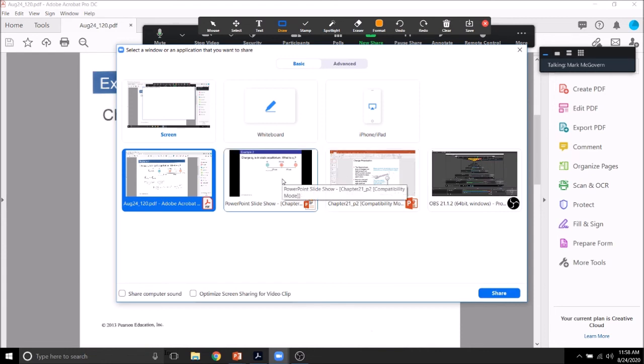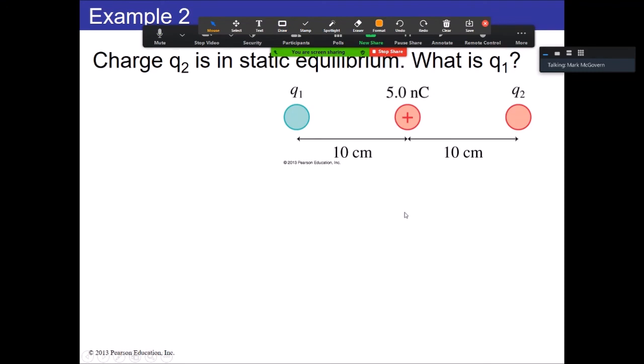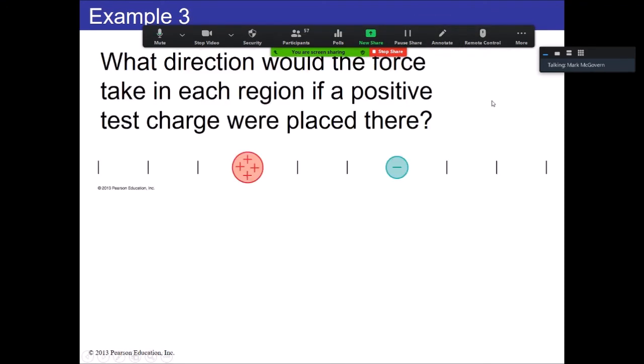This is tricky. I'm going to try a screen share again. This is tricky for me. I mean, not for anybody else apparently.